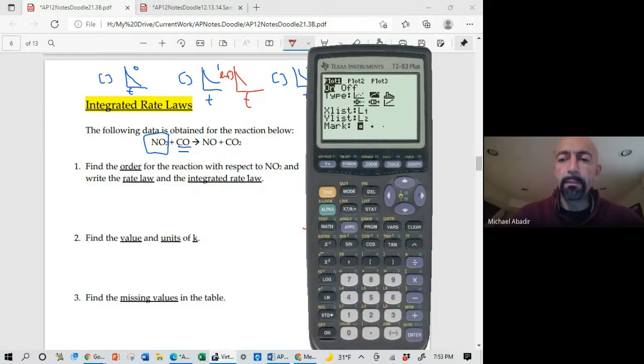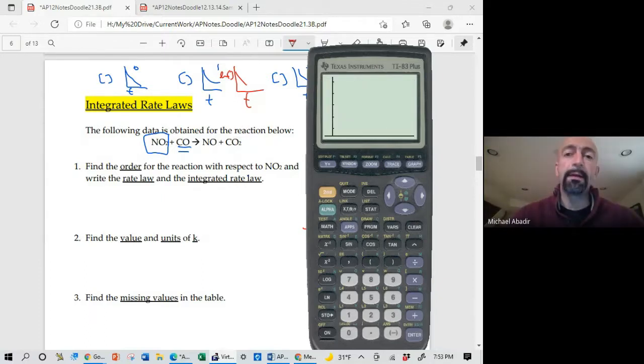You want to select this graph, the middle top graph, which will connect the dots for you. And you want to make sure you're plotting list 1 and list 2. And you can pick your favorite marker. Okay, now that we have that, we want to see the graph. So we're going to hit the button on the top right that says graph.